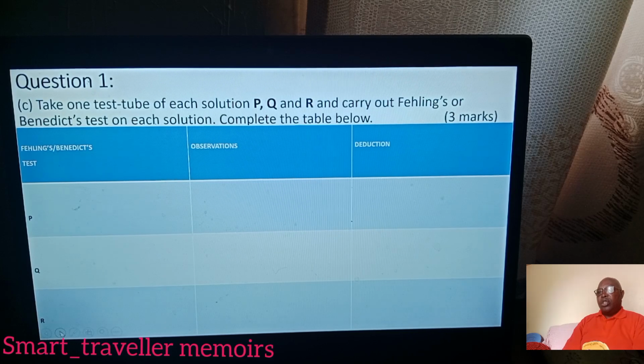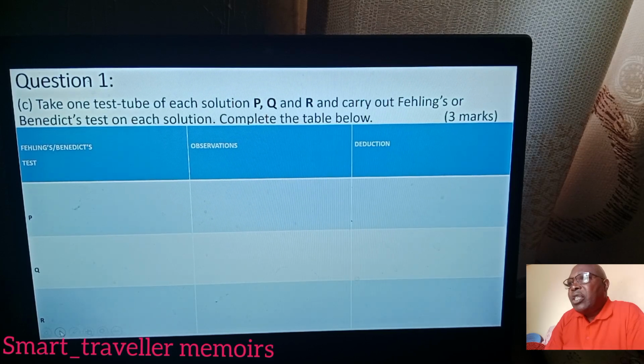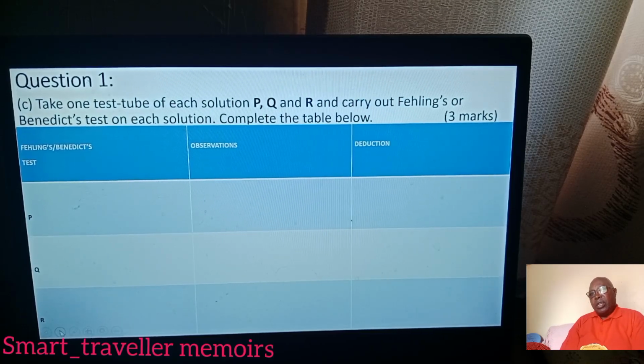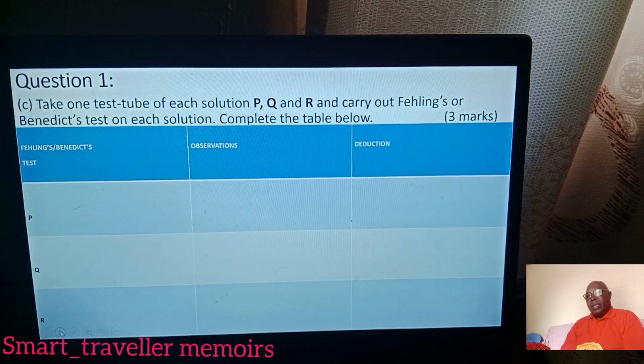Question 1, continue with C. Take one test tube of each of solutions P, Q, and R and carry out Fehling's or Benedict's test on each solution. Complete the table below: Fehling's or Benedict's test, observation, deduction, for P, Q, R. Note that Fehling's is not normally used now, for reasons I may mention at the end of the topic.